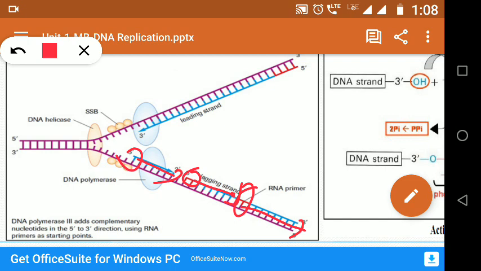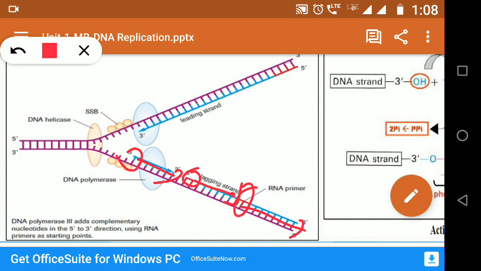Therefore we always have small-sized DNA fragments, which are called Okazaki fragments. Okazaki fragments were first discovered by Okazaki, so they were named after him, Okazaki fragments.